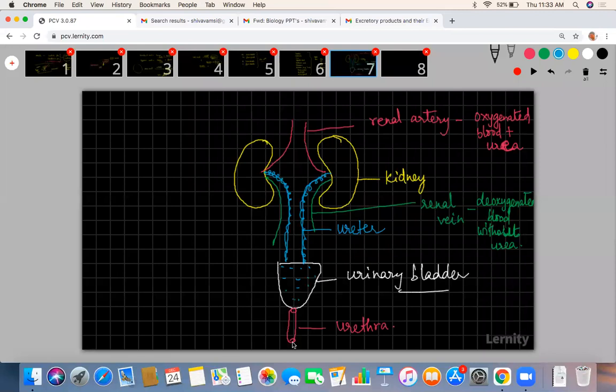So kidney is the filtering organ. Through the renal artery, blood is going, it is getting filtered in the kidney. Urine is separated, blood is separated. Urine is stored in the urinary bladder and then it is coming out through urethra. Are we able to understand?